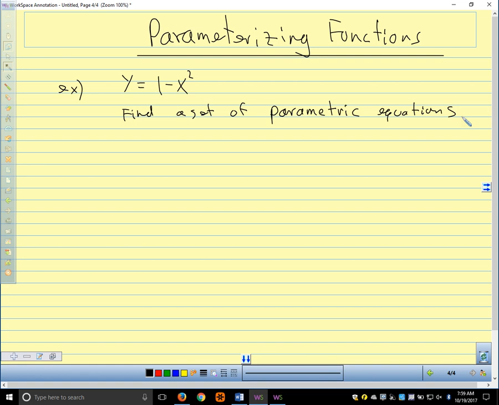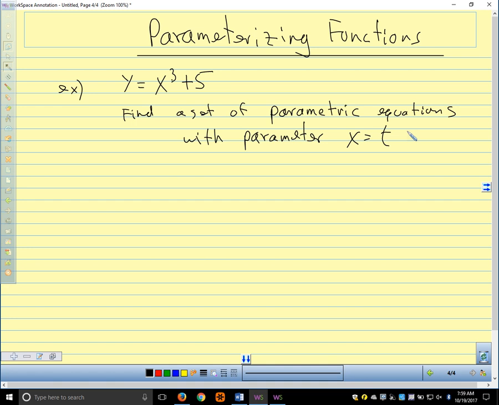Is that the example I want to do? No, I'm going to change my example. y equals x cubed plus 5, but with the parameter x equals t.